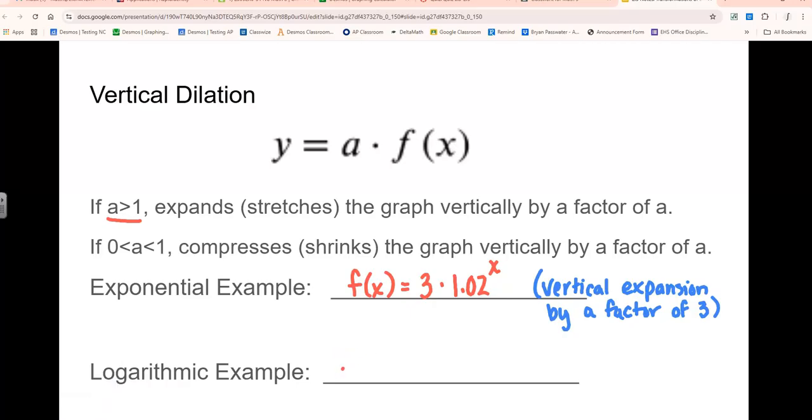A log example might look something like this: 1/2 log x. This particular one would be a vertical compression by a factor of.